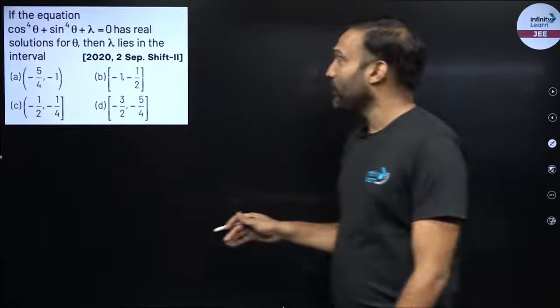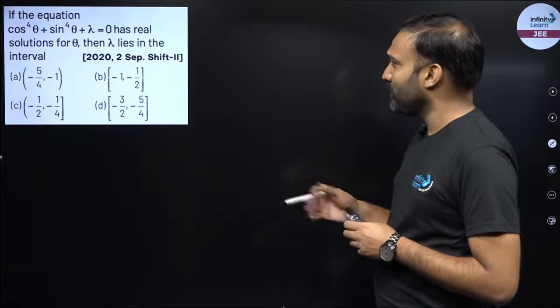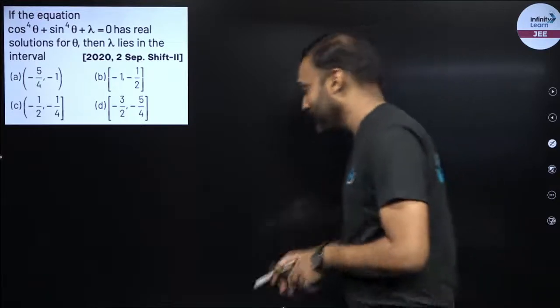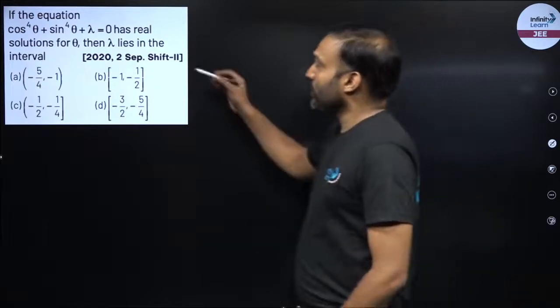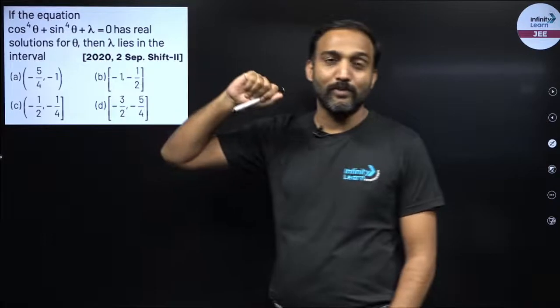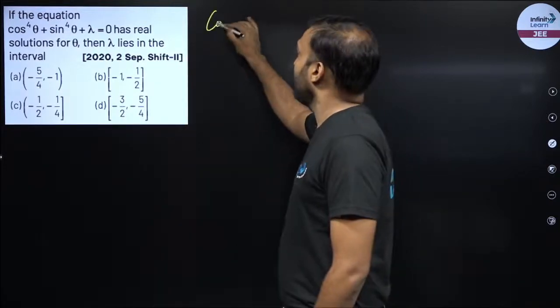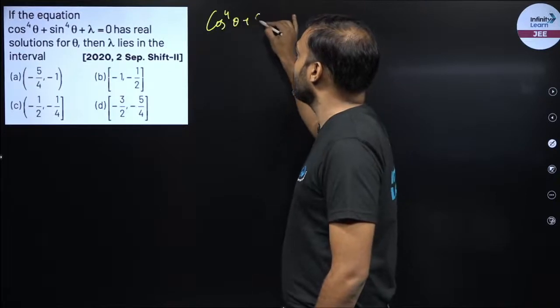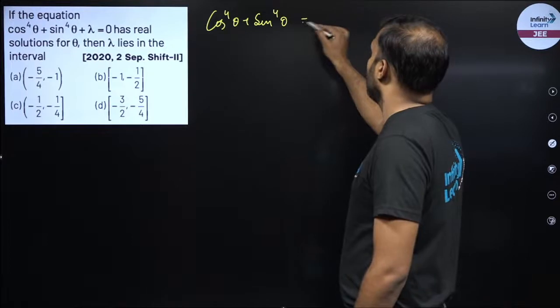What is the next example over here? Cos raised to power 4 theta plus sin raised to power 4 theta plus lambda is equal to 0 has a real solution for theta, then lambda lies in the interval. Okay. So now look here, we saw this earlier also: cos raised to power 4 theta plus sin raised to power 4 theta, it looks like the form of a square plus b square. So I can write this as cos raised to power 4 theta plus sin raised to power 4 theta. First simplify this, then after that we'll take care of lambda.